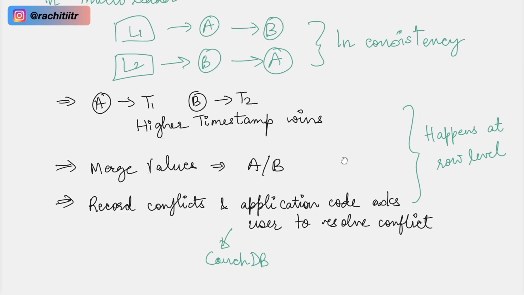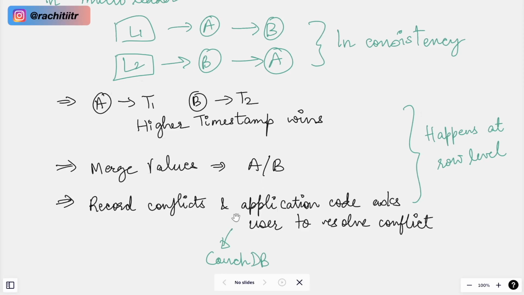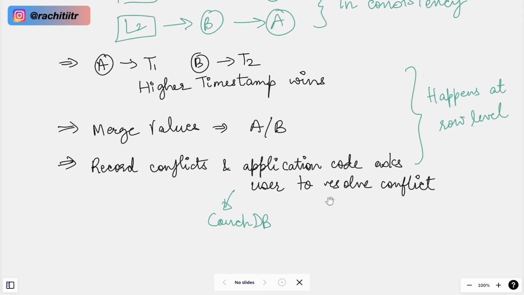Also, there is another strategy in which you can record the conflicts in a separate data table or as a data entry. Then the application code can show the user that these are the conflicts that we have detected and ask them to resolve them. CouchDB is one example that follows this strategy. Also, all this conflict detection is happening at the row level. So if you have a transaction dealing with multiple rows, every row is considered independently when you're talking about conflicts.